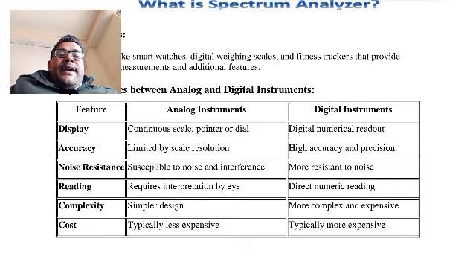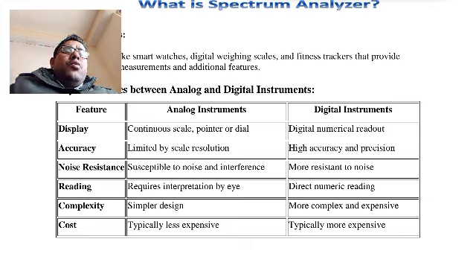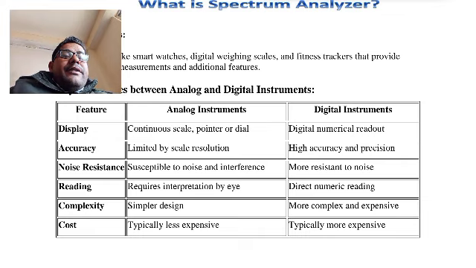Right now, this is noise resistance. Analog instruments are susceptible to more noise and interference, but digital instruments are more resistant to noise. Reading: an analog instrument requires interpretation by the eyes, but a digital instrument gives a direct numerical reading. Complexity: analog has a simple design, digital is more complex and expensive. Third is cost. Analog instruments are typically less expensive and digital instruments are more costly. So this is the main point.